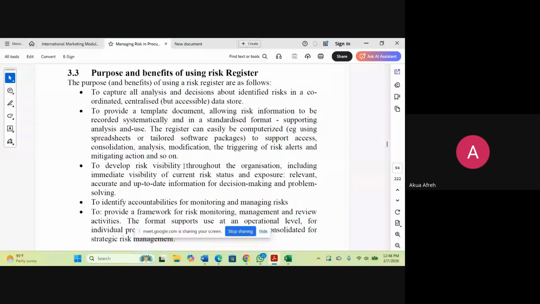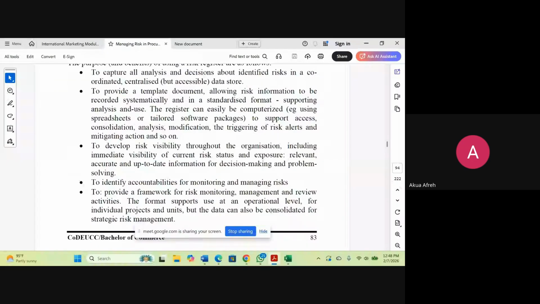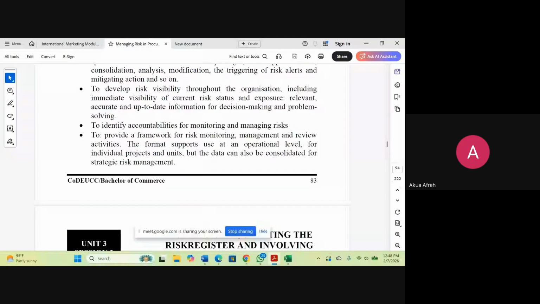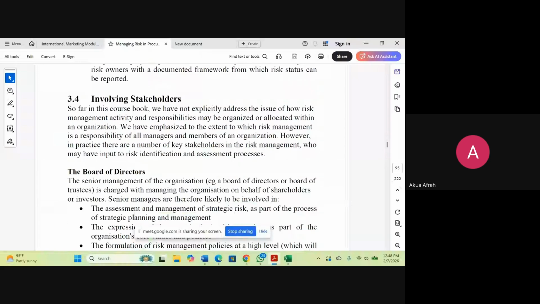Then visibility throughout the organization. There is transparency. Everybody gets to see what the risk events are, where they exist, who owns them, what actions are planned. There is no hidden risk. And as usual, it helps us get a framework for monitoring risk, managing, and then review of our risk. Okay, there are plenty.